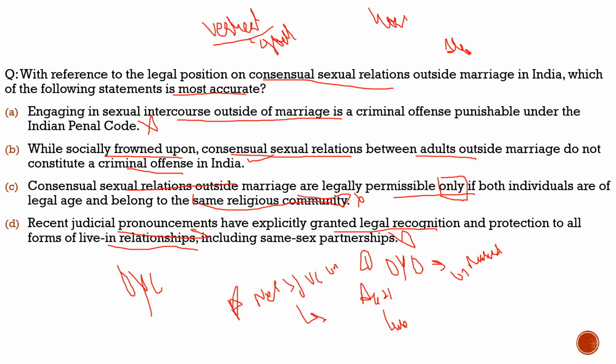So with respect to this question, the correct statement is option B only: while socially frowned upon, consensual sexual relationship between adults outside marriage does not constitute a criminal offense in India. 100% correct. So what was the reason why we discussed this question? Because of the new rules, or new policies, of OYO, in which they are not going to allow unmarried couples to book a hotel. They had brought such rules.